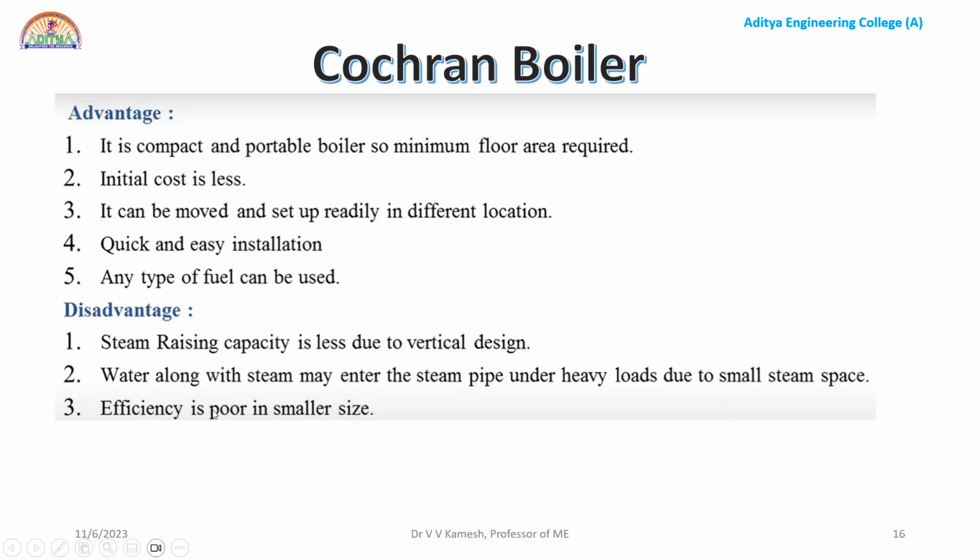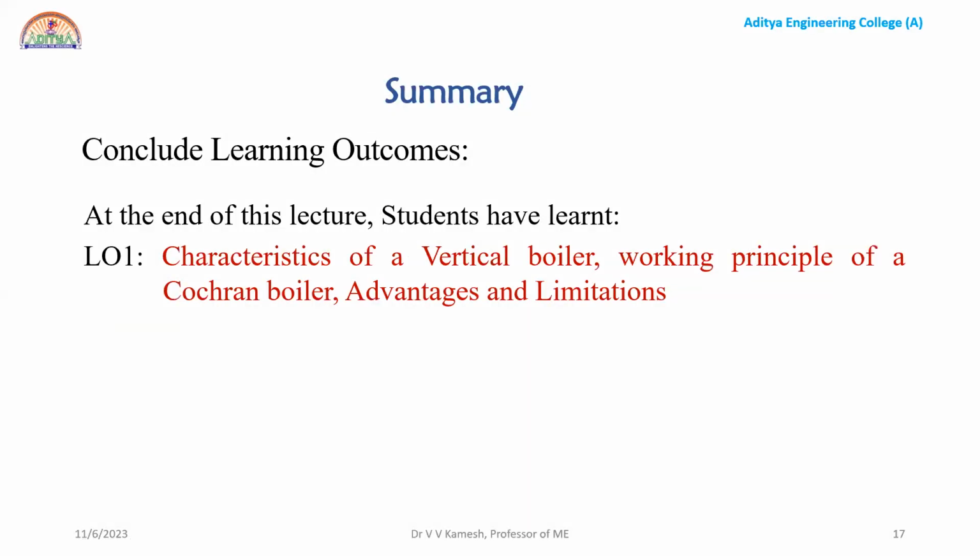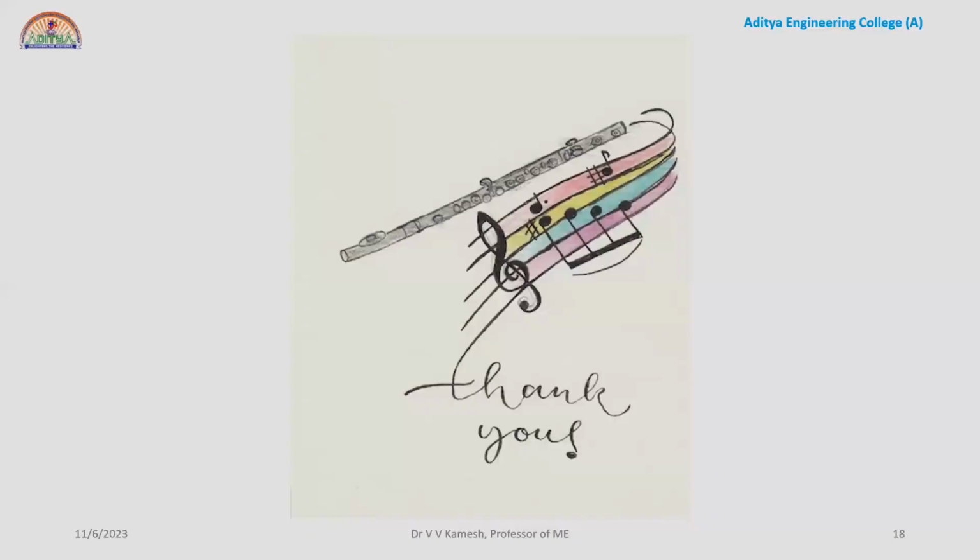And efficiency is poor in the smaller size. Unless the size is very big, we can't have 70 to 75% efficiency. Okay, so this is regarding the Cochran boiler, and you learned from this lecture the characteristics of a vertical boiler and the working principle of a Cochran boiler, advantages and limitations. Thank you very much.